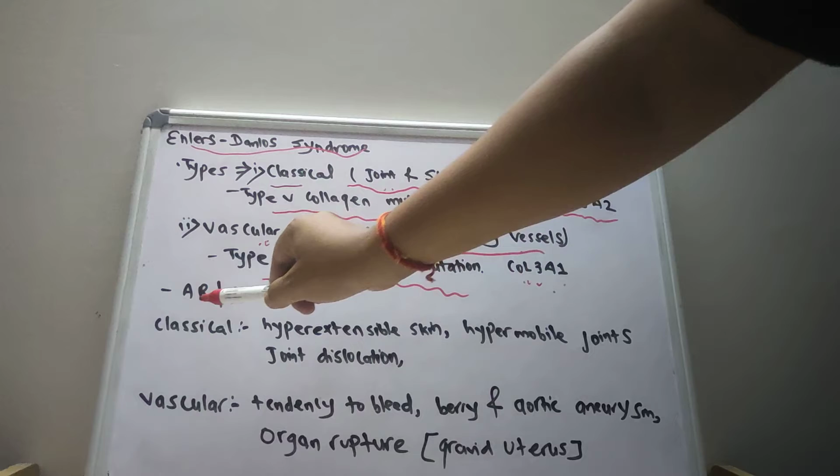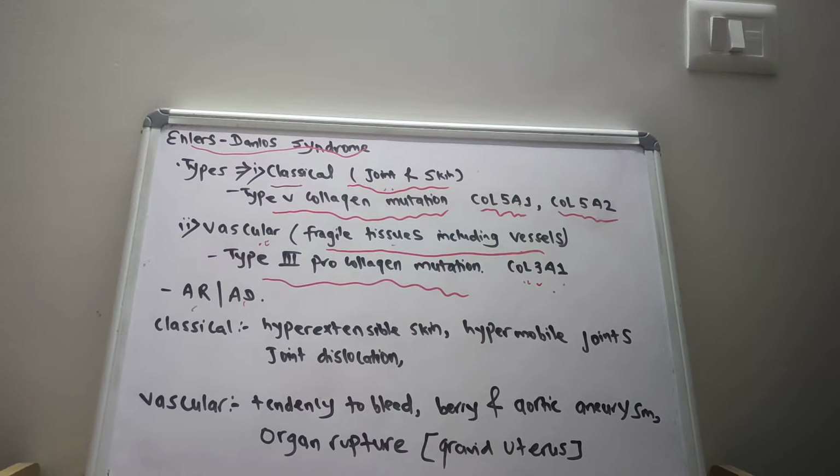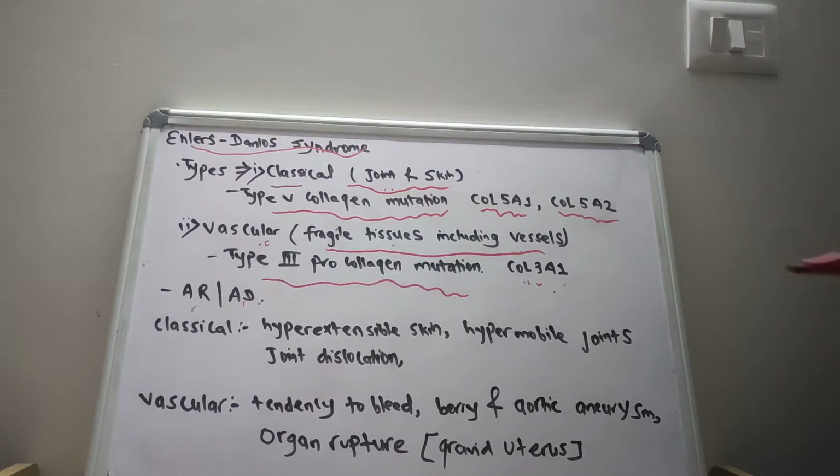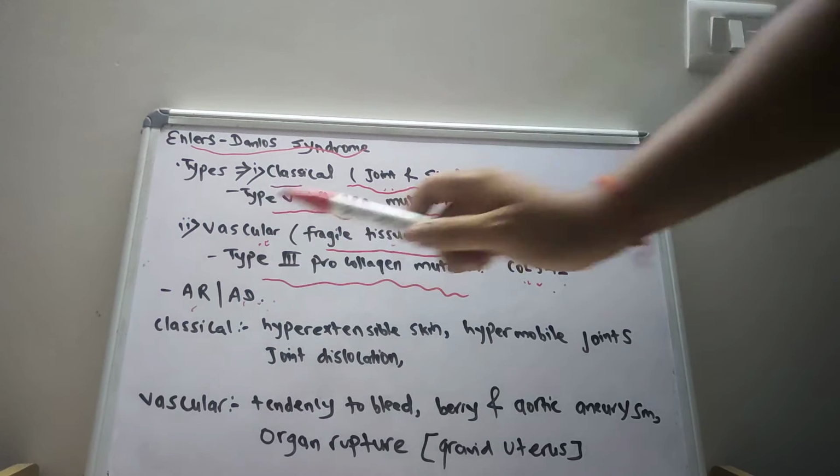This syndrome could be autosomal recessive or autosomal dominant. Both types can be inherited by the offspring. Later I will discuss in the genetics chapter, in detail, autosomal dominant, autosomal recessive, and X-linked disorders. For now you should know that it could be both autosomal recessive and autosomal dominant.